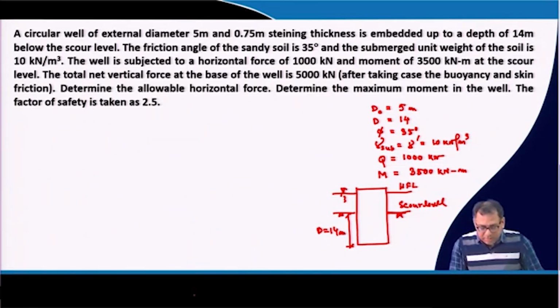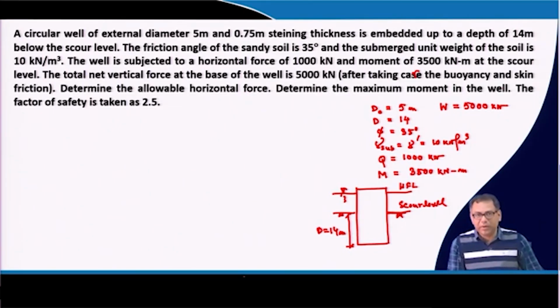Now, the total net vertical force W is 5000 kilonewton after taking care of the buoyancy and the skin friction. The total net vertical force acting at the base of the well is 5000 kilonewton. Determine the allowable horizontal force and the maximum moment in the well, with a factor of safety of 2.5.